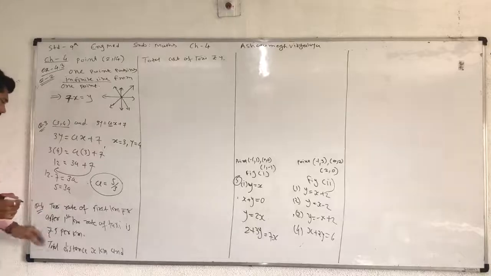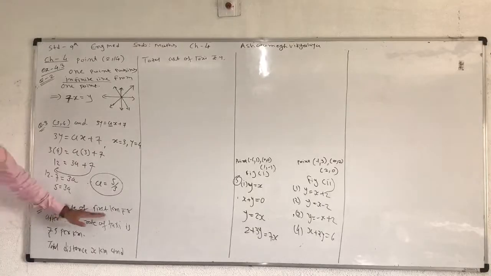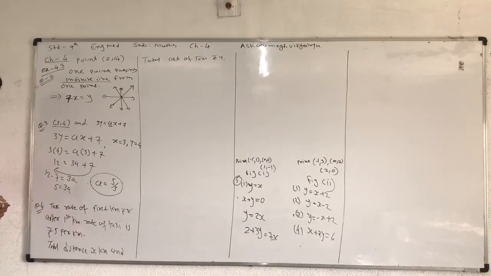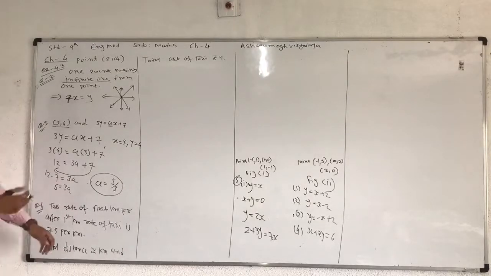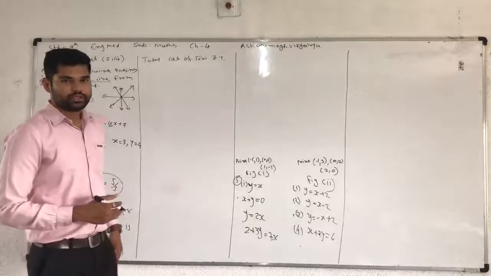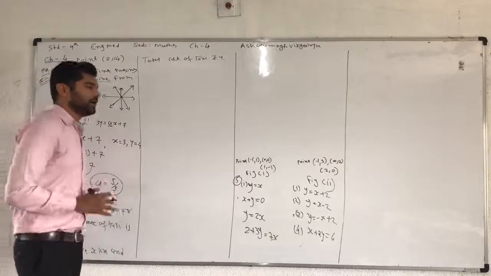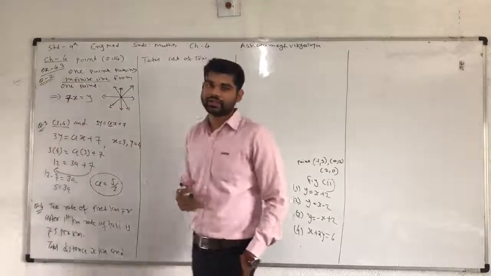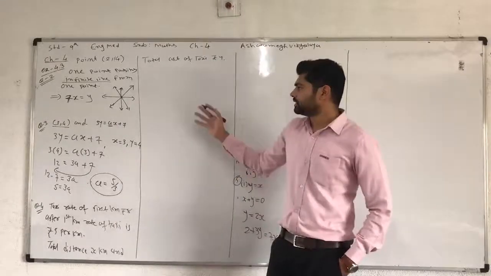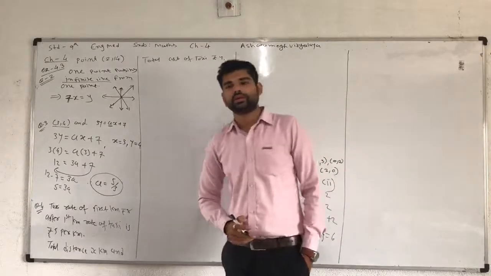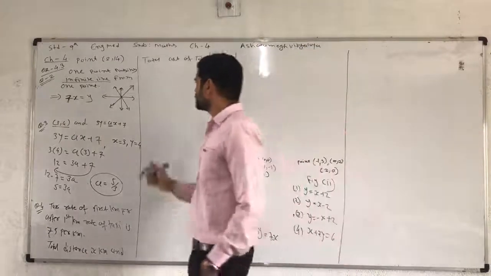Question number 4. In question number 4, the taxi rate for the first kilometer is equal to rupees 8. After the first kilometer, the taxi rate is rupees 5 per kilometer, for every kilometer after the first kilometer. Then the total distance is x and the total cost of the taxi fare is equal to y rupees. So using this data, you can create a linear equation in two variables and then draw the points on a graphical representation.